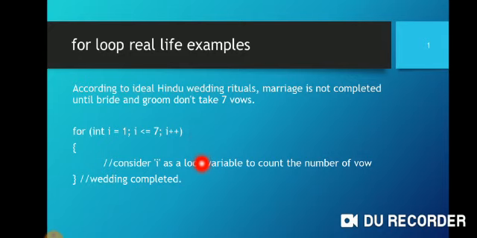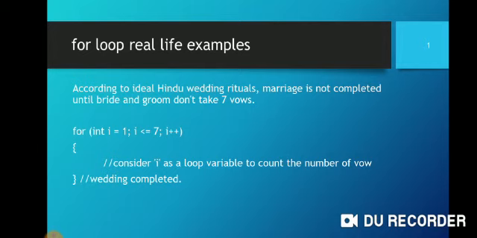Yes. So again it will come in, and again you will take one vow, and again it will be updated. Now i becomes 3. When i becomes 3, again it will check, is i less than or equal to 7? Yes. So again the body of the loop will be executed, and it will continue until it becomes 7. Now let's see what happens when it becomes 7. When it becomes 7, it will check, is i less than or equal to 7? It is equal to 7.